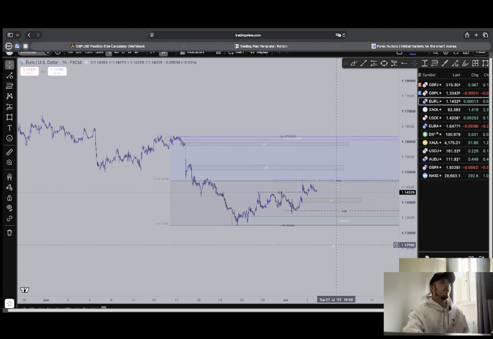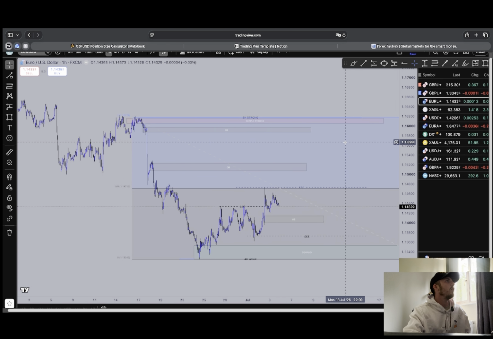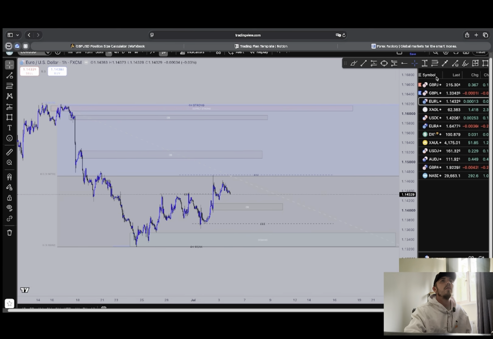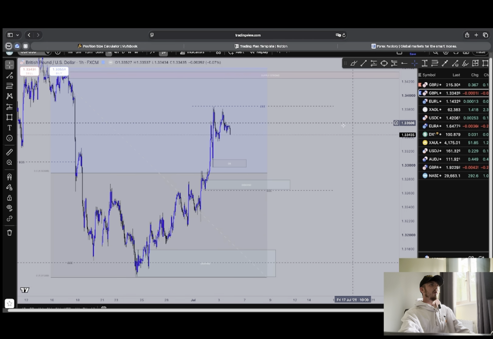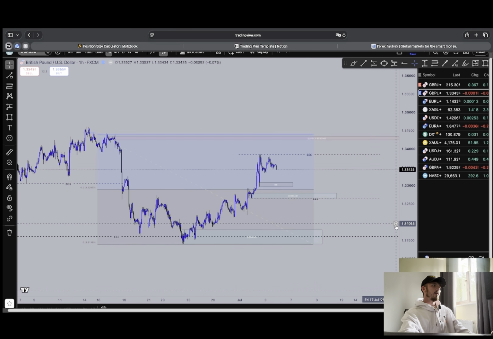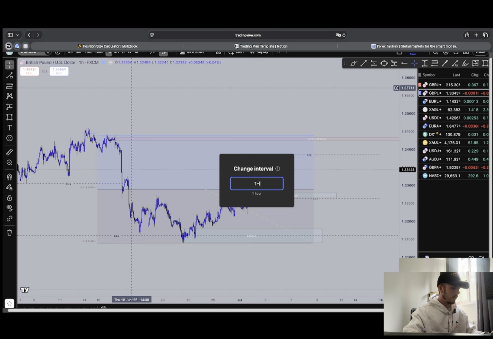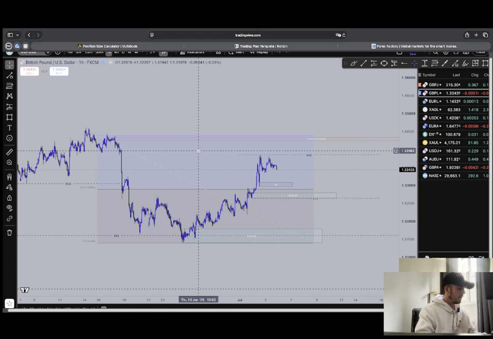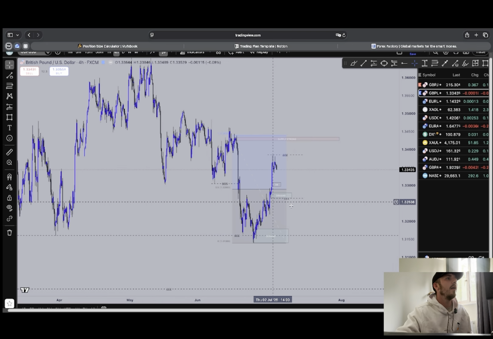So I've got my key areas marked out for EURUSD for the week. Not the week, it'll probably be, yeah, the majority of the week. Just make sure that I haven't missed anything. Oh, I'm already in 1 hour.